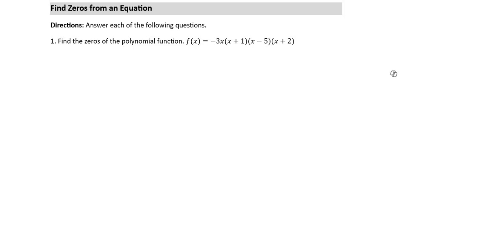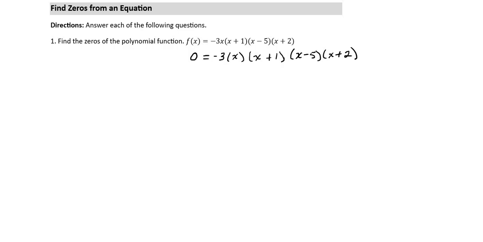In this video, we're going to be looking at finding zeros from an equation, including looking at multiplicities of zeros. In problem 1, I'm asked to find the zeros of this polynomial function. So when I'm asked to find the zeros, that means the function value f of x is going to be 0. So I have this equation.